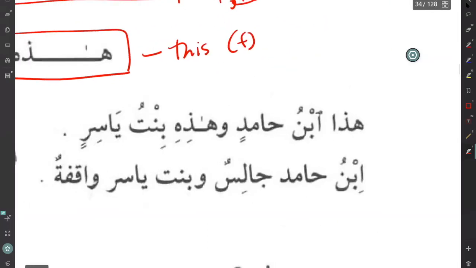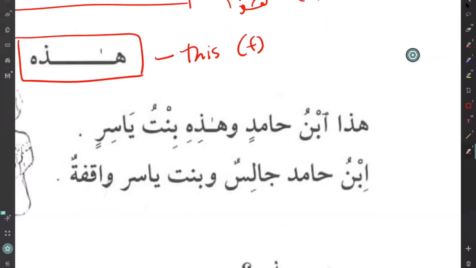A lot of things happening. You want a review? You got a review right here because all the things that we learned are here. So hadha, this is from chapter 1. So you know what hadha means. Hadha is this for masculine. I'm just going to go into detail on maybe one or two, and the other ones I'll go through quickly. So hadha is masculine. And we also know this is definite, right? Hadha is a definite word.